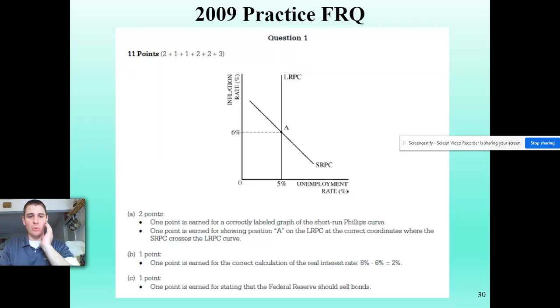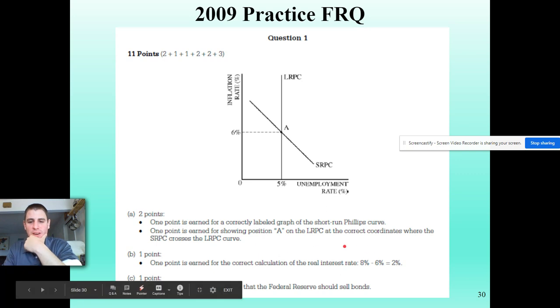Okay, let's just make sure we're all together. So again, here's my Phillips curve. I've got it properly labeled. The axes are correct. I've got A at the LRPC. Again, those are free points. 1 point is earned for the correct calculation. Real interest rate equals 2%.